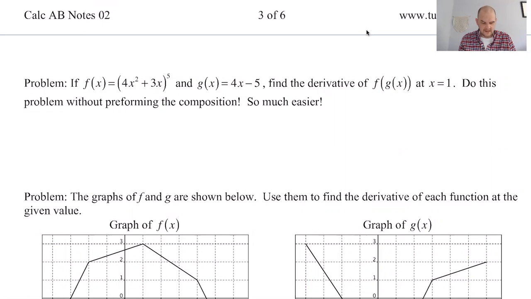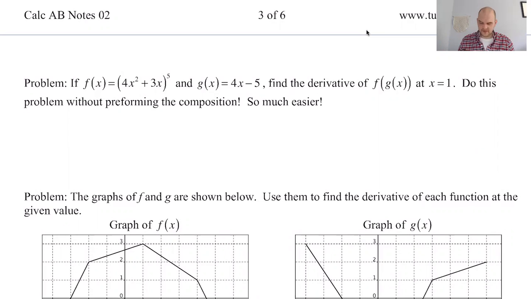It says, if f of x is the quantity 4x squared plus 3x to the fifth, and g of x is 4x minus 5, find the derivative of f of g of x at x equals 1. Do this problem without performing the composition. So what you could do is take g of x and just sub it into f of x. It's going to look hideous, but then you can find the derivative of that. Potentially, you'll probably make a mistake because there's a lot of nesting going on there. But it says that we can do it without that.